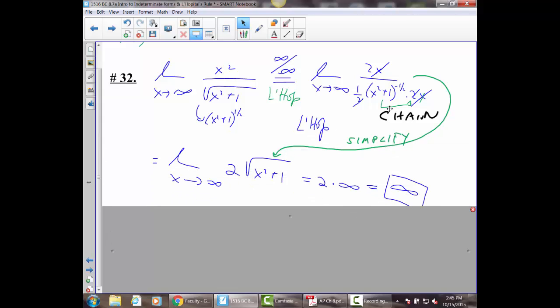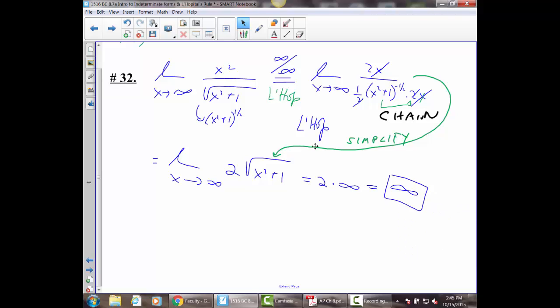The 2's cancel. The x's cancel. You're left with the 2 up here, and this is over x squared plus 1 to the negative half, which means it comes up on top and becomes x squared plus 1 to the positive half. You're then going to replace x by infinity. Infinity squared is infinity, plus 1 is infinity, square root of infinity is infinity, and 2 times infinity is infinity.